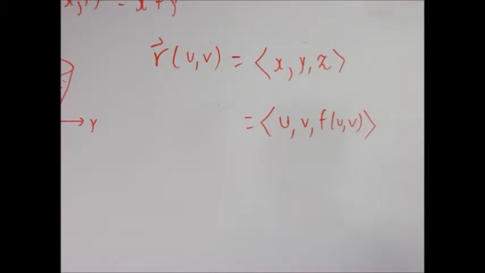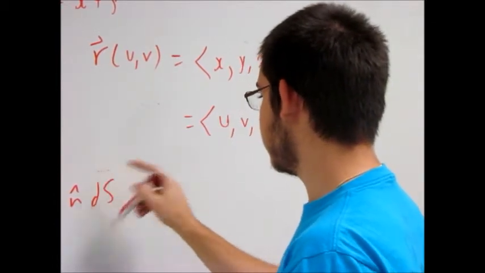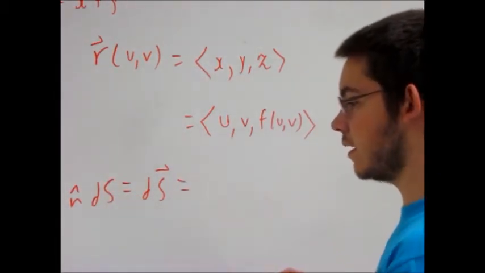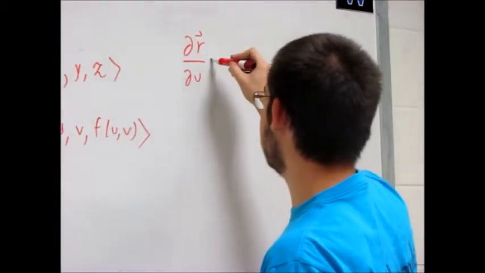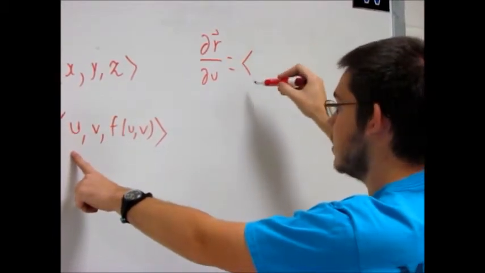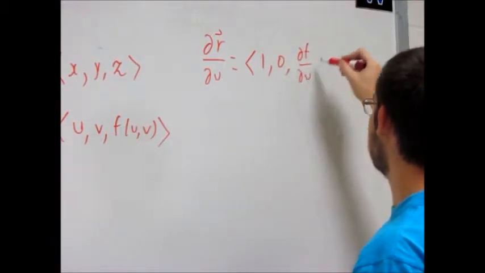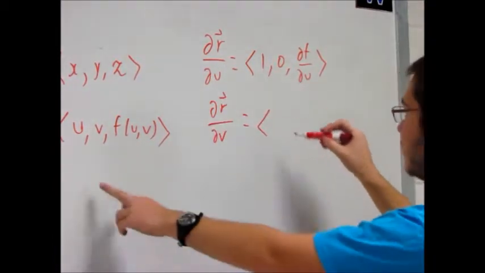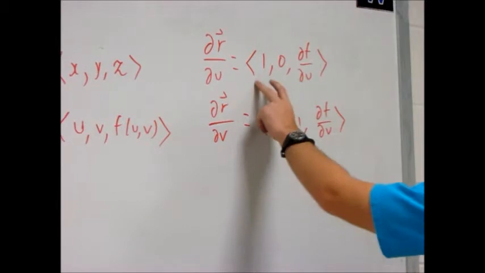And so ds n ds, which is the same thing as d vector s, is, well, it should be the cross product of the partial derivative of r with respect to u. So, well, the partial derivative of r with respect to u is, well, this is, let's see, 1, this would be 0, that would be partial f with respect to u, whereas the v is a similar thing, it would be 0, 1, partial f, partial v. So we want the cross product of these two.